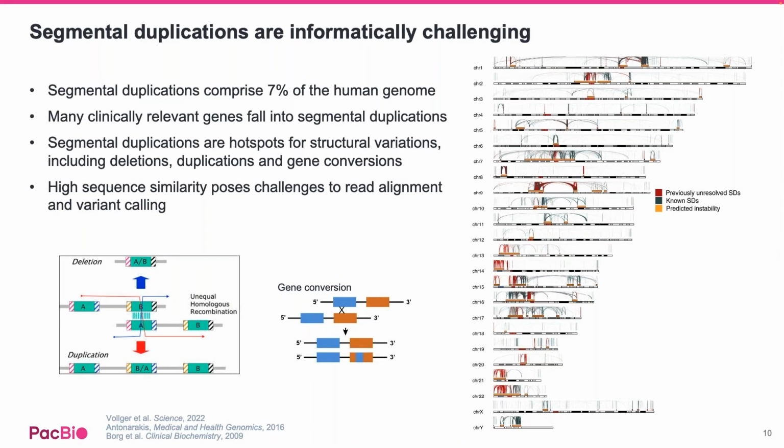They are known to be informatically challenging, as alignment and variant calling are limited due to high sequence homology with paralogs or pseudogenes. But they also comprise 7% of the human genome, and many clinically relevant genes fall into those regions, which we often refer to as dark regions, and are often hotspots for structural variation, including deletion, duplication, and conversion.